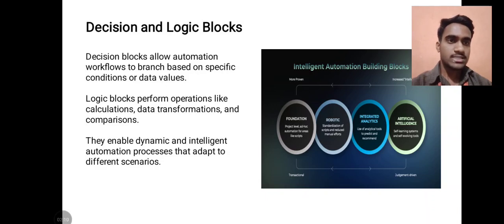First, foundation. Projects have been completed by automation. Next, robotics. By using robotics, our manual work has been done. Next, integrated analysis. We integrate some of the components that should reduce our work. Next, artificial intelligence. It has self-learning systems and self-evaluating tools that simplify our work a lot.